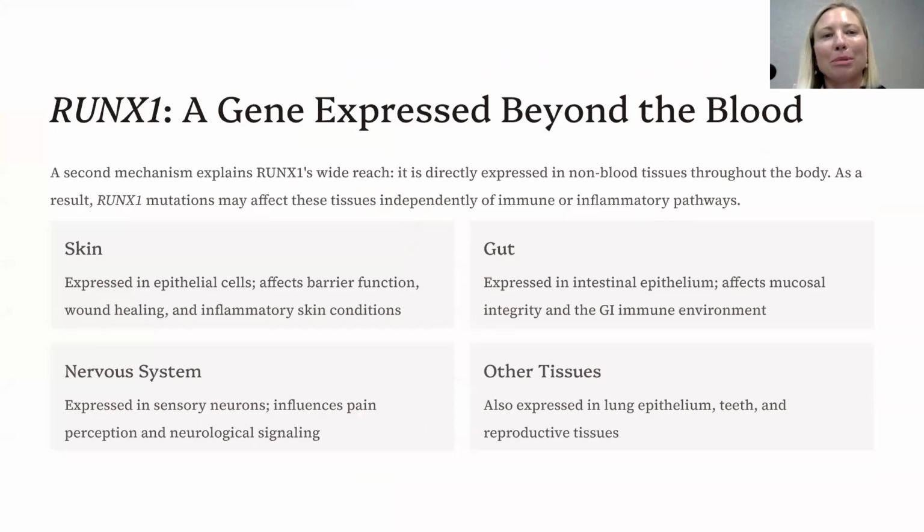There's a second important concept here, and that is that RUNX1 is not only active in blood cells, it's also expressed directly in many other different tissues throughout the body. For example, it's expressed in the skin, it's expressed in the gut, it's expressed in the nervous system. So this gives us two ways in which RUNX1 can play a role: through the immune system, the blood, but also in the actual tissues themselves.